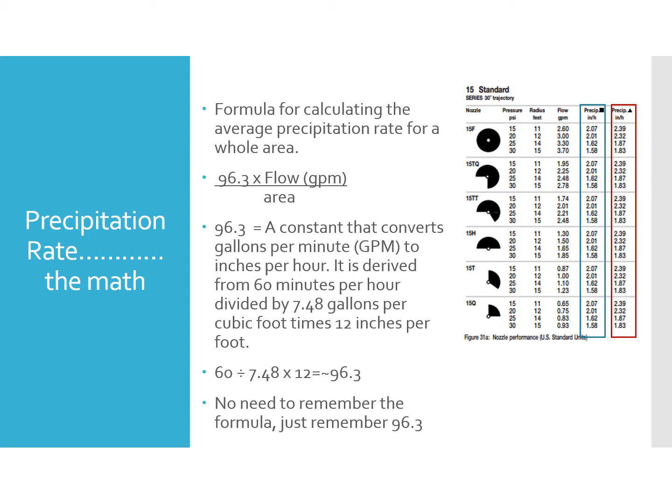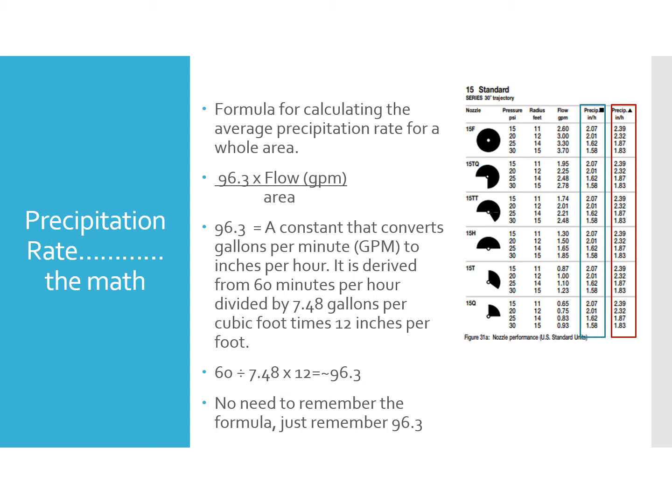So here's the math that's involved in calculating these precipitation rates. We're fortunate enough that most manufacturers have these charts already handy for you. So you just need to whip open the catalog and take a look, and it's right there. So the formula for calculating the average precipitation rate for a whole area, like an entire zone, is 96.3 times the flow rate in gallons per minute divided by the area.